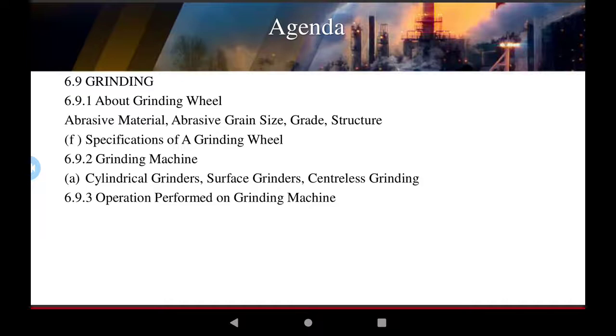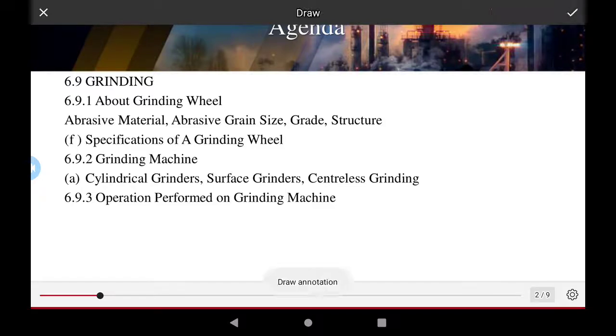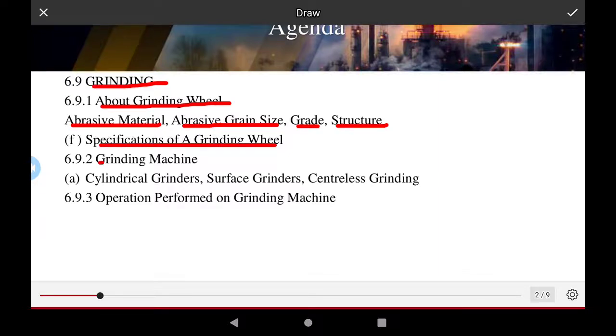The agenda for today's video covers these topics in the grinding machine: the grinding wheel, abrasive metal and abrasive grain size, grade and structure, the specification of the grinding wheel, the grinding machine, cylindrical grinders, surface grinders and centerless grinding, and operations performed on the grinding machine.